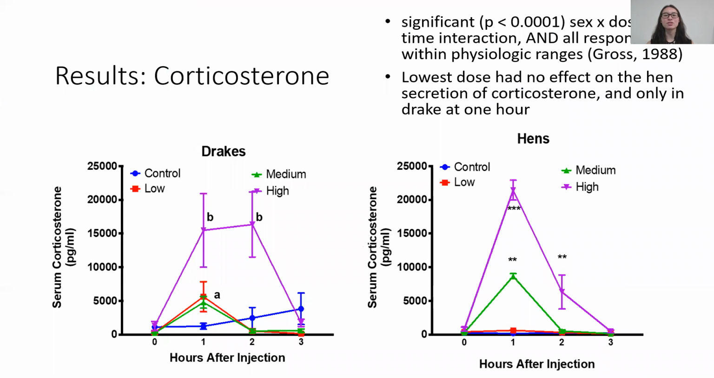So now getting into my results, this is corticosterone. The 2 graphs are separated by sex to make it easier to visualize, but also to note the sex differences. So there is a dose response effect, and there is also a significant sex by dose by time interaction with all responses within physiologic ranges. So the lowest dose, represented by the red line, had no effect on the hen secretion of corticosterone and only in the drake at the 1st hour.